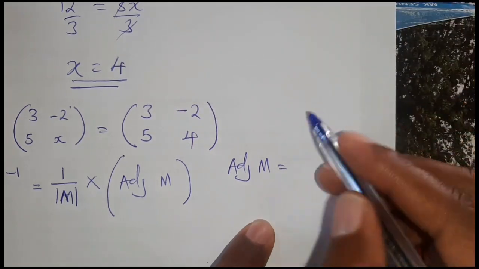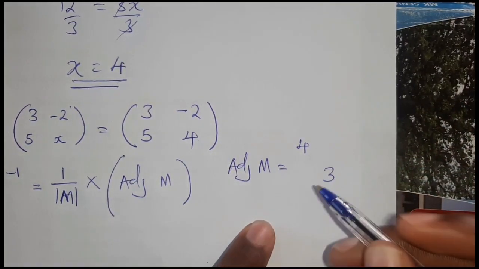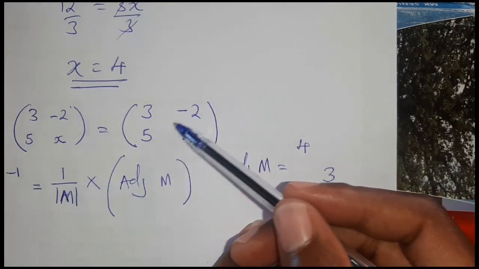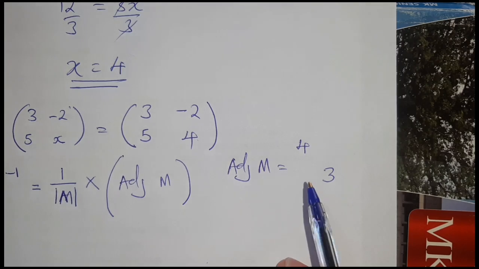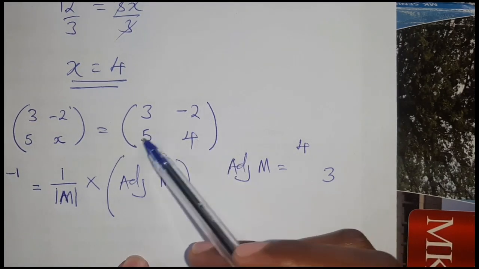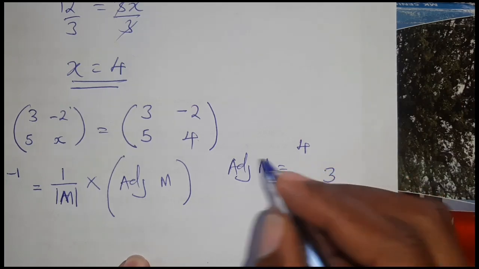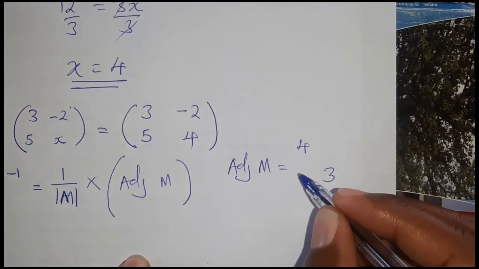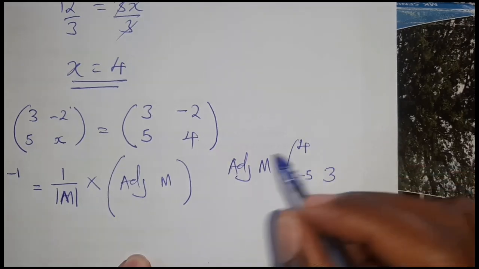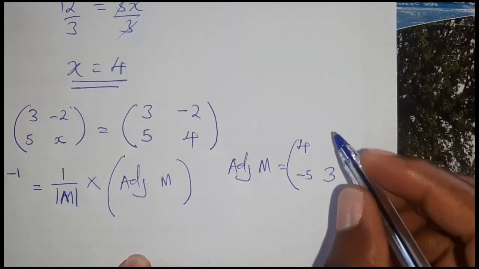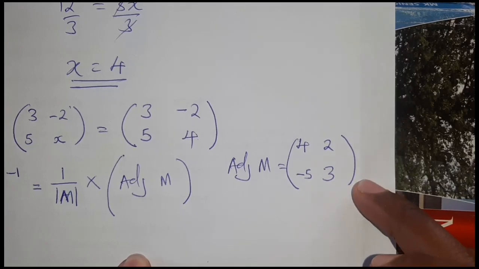So adjoint of M will just be, we are going to be interchanging the numbers in the major diagonal. So the 4 will go where the 3 is, the 3 will come where the 4 is. Then these numbers that are in the minor diagonal, we multiply them with a -1. So that is why we normally say change their signs. This is a +5, in the adjoint it will be a -5. This is a -2, in the adjoint it will be a +2. So this is the adjoint matrix.